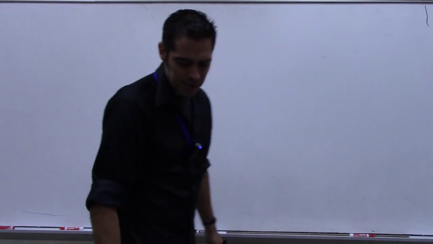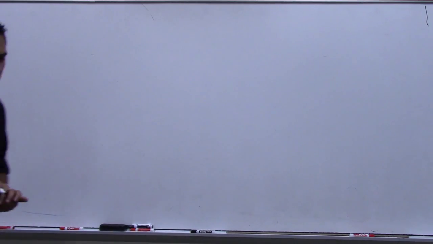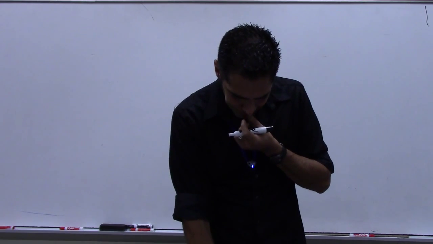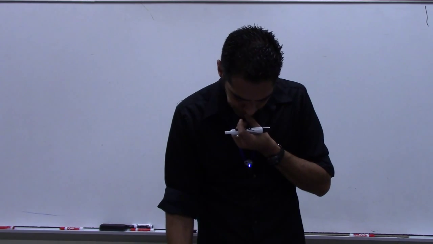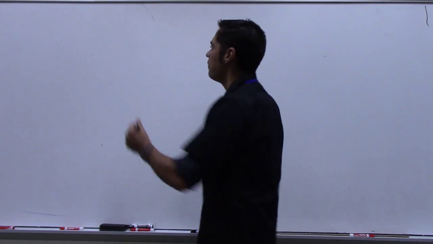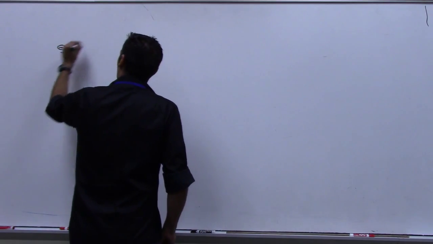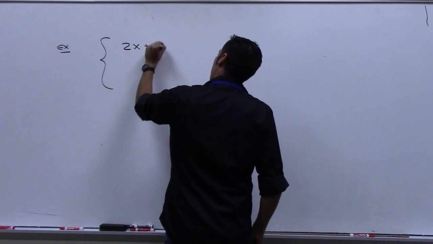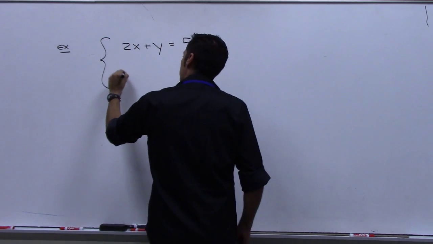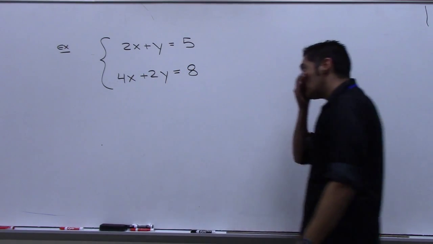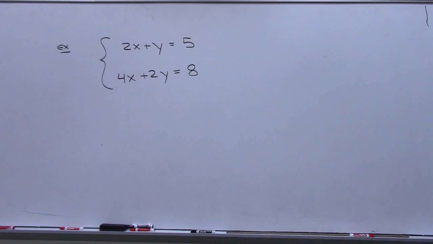All right, so we've got some time still. So what happens if we get something like this? Sorry for going off on that tangent there. 2x plus y equals 5. 4x plus 2y equals 8. I want us to solve this.